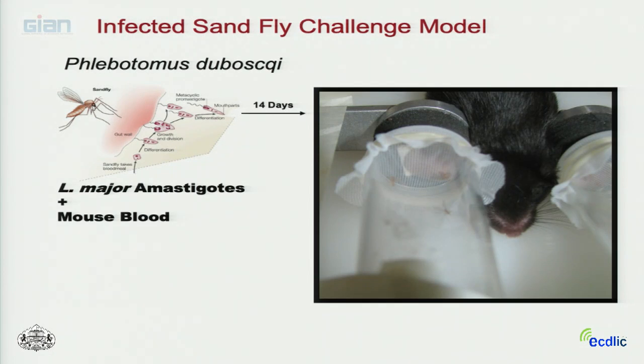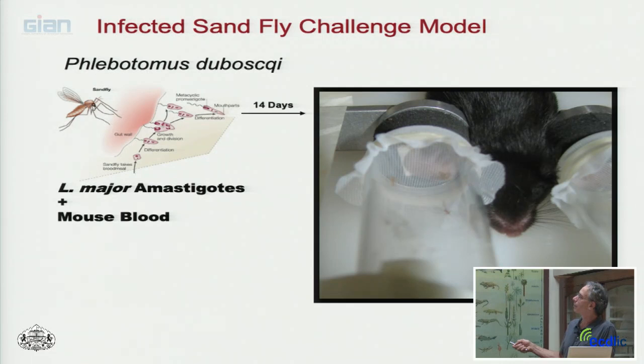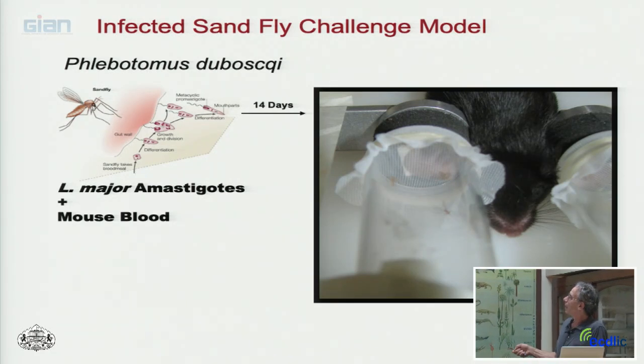So just to remind you, this is our infected fly challenge model. We seed mouse blood with tissue amastigotes. We infect the flies and wait for a couple of weeks so we get these beautiful anterior infections with metacyclic parasites in the flies. And then we put the flies in a vial and expose the mouse ear to the bites of a few of these infected flies.